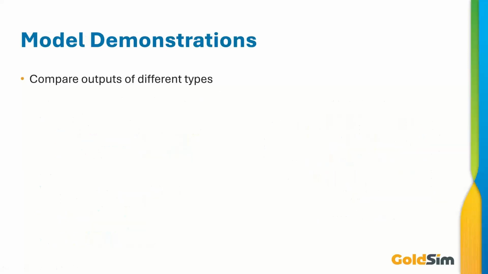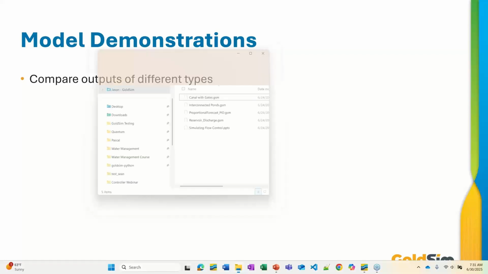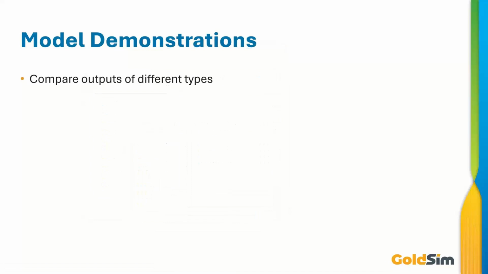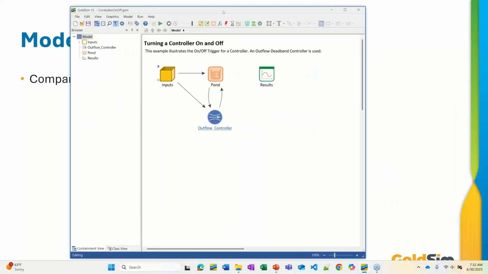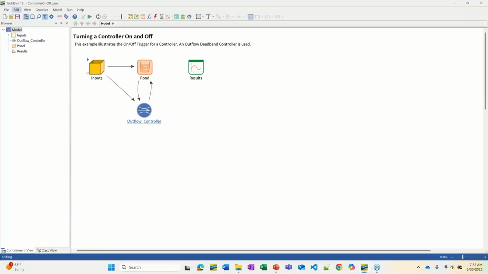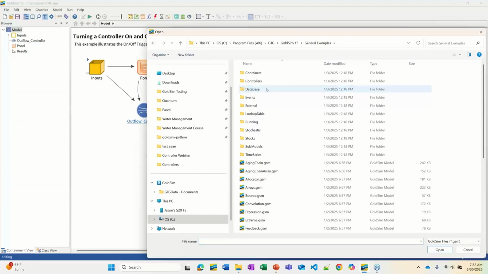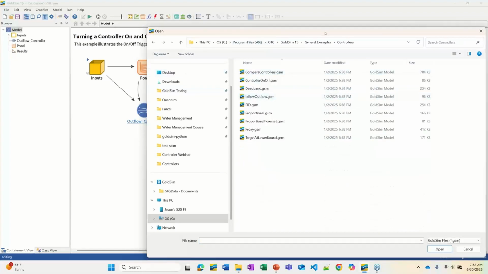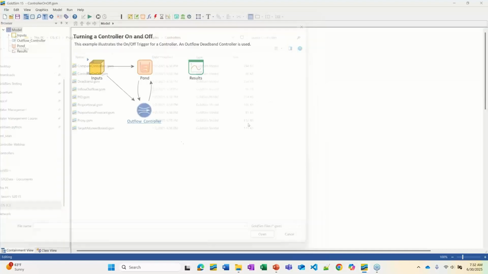Okay, so now I'm going to go into some model examples and talk about their basics. So I'm bringing my first model over here. This comes with GoldSim. So when you download GoldSim 15, you can go up here to File, Open Example, and go to General Examples, and you'll see there's a whole controllers folder. There's a whole bunch of examples in here. I recommend going through those.